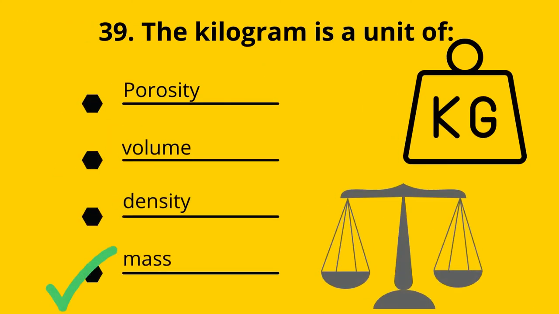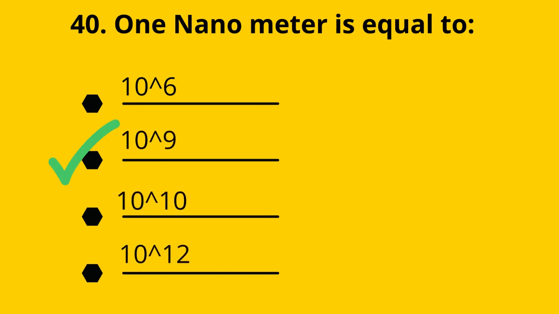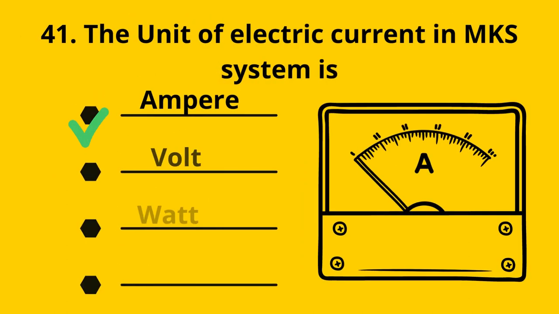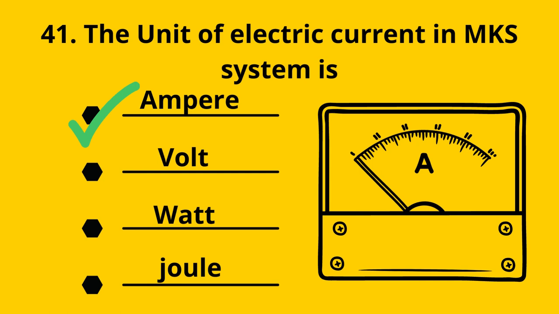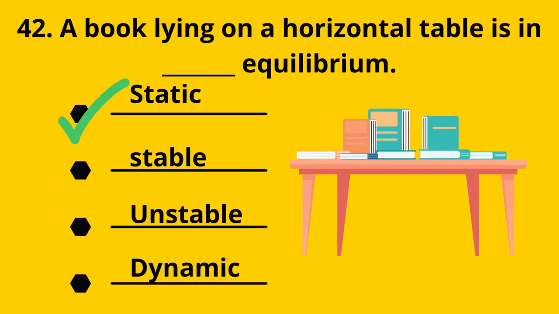The kilogram is the unit of mass. One nanometer is equal to 10 raised to the power 9. The unit of electric current in MK system is ampere. The book lying on a horizontal table is in static equilibrium.